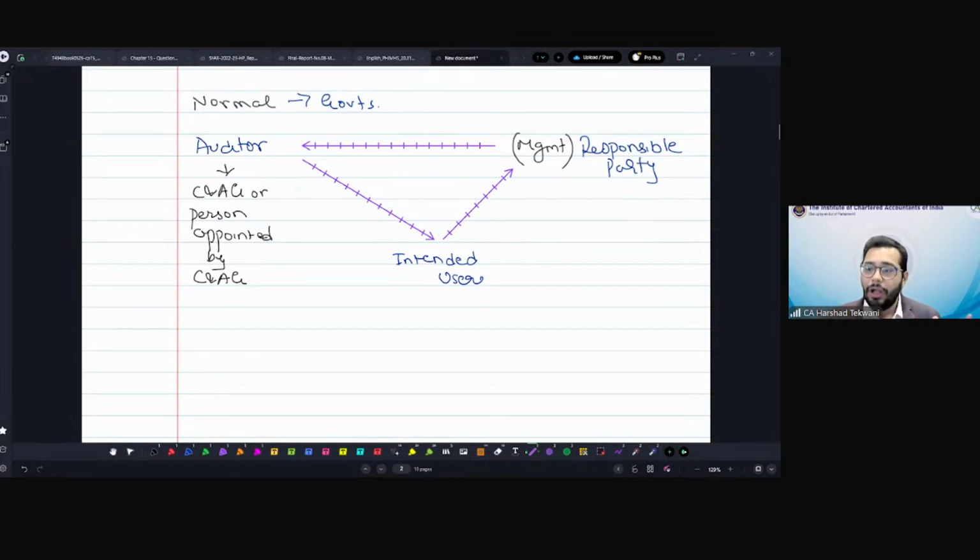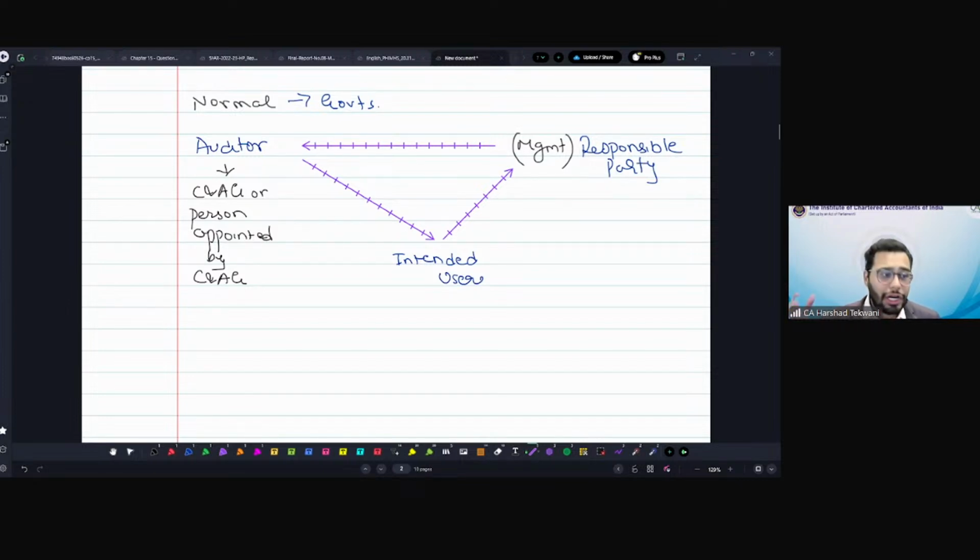Just take an example of, let's say, LIC. The government has invested a stake in the LIC, but behind the government, even though the shareholder might be the government, at the end the public wants to know how the LIC is being managed. So they are the intended users, the individuals, organizations or classes for whom the audit report is being prepared.